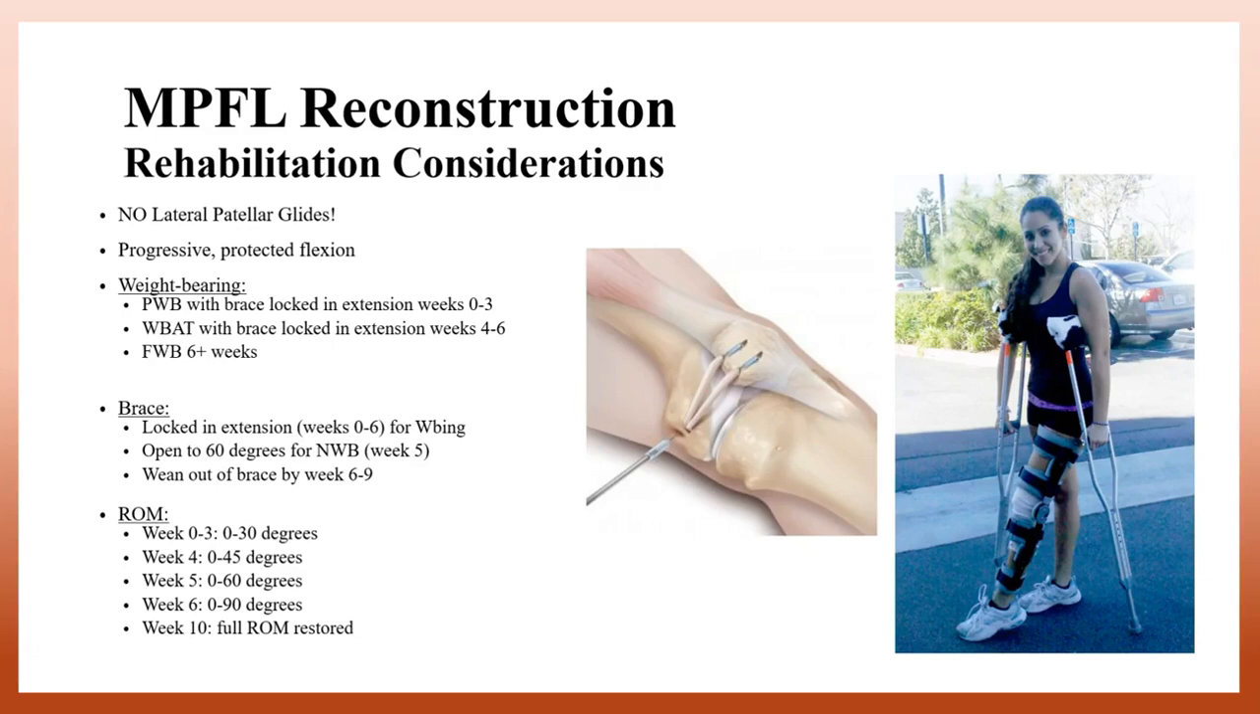When we look at a rehab protocol here, it looks something like this. Brace is locked in extension for 6 weeks, but you are allowed to weight bear, open to 60 degrees for non-weight bearing at week 5, and then wean out of the brace from 6 to 9 weeks. Again, just like the quad tendon, because it's part of the extensor mechanism, we're going to limit knee bending for too long, or too quickly, I should say. So there's a gradual progression of not only weight bearing, but also knee flexion range of motion. So by week 10, we hope to have full knee range of motion restored.